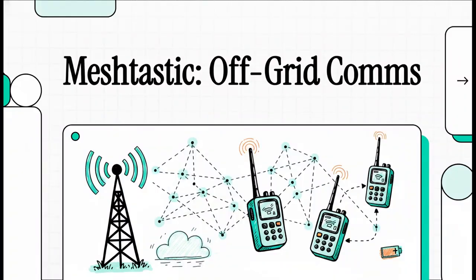What if you could build your very own private, off-grid communication network for like the price of a nice dinner? Seriously. Today, we're going to dive into Meshtastic. It's this incredible open source project that lets you do exactly that, using these super cheap radios.